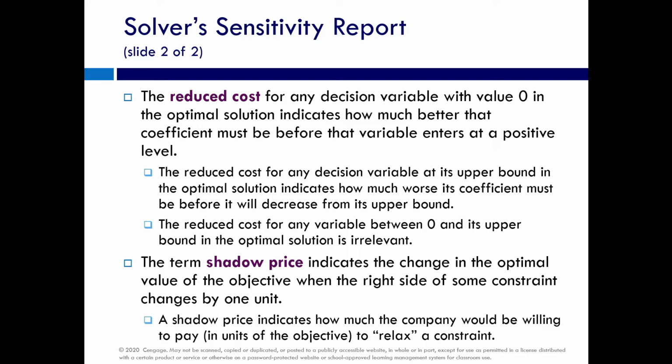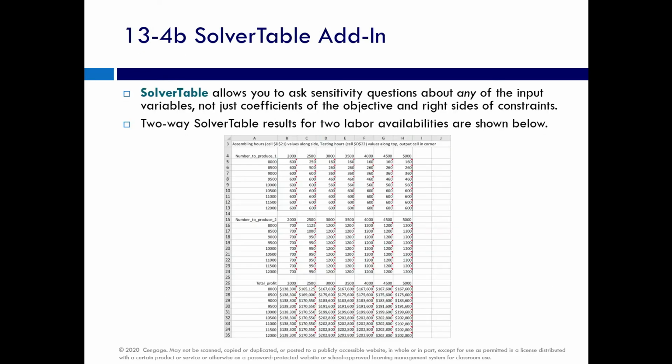The term shadow price indicates the change in the optimal value of the objective when the right side of the constraint changes by 1 unit. A shadow price indicates how much the company would be willing to pay to relax the constraint by one unit.